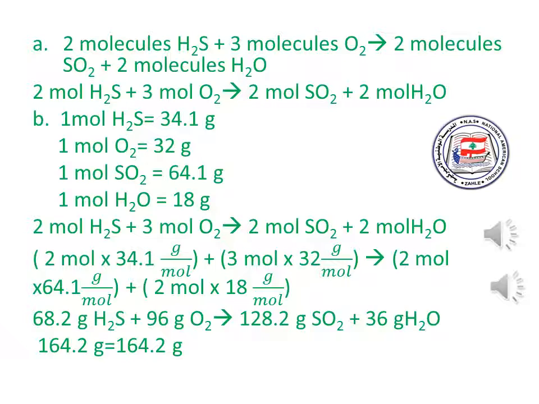Also, interpret this equation in terms of moles. We write 2 moles of hydrogen sulfide plus 3 moles of oxygen forming 2 moles of sulfur dioxide plus 2 moles of water.